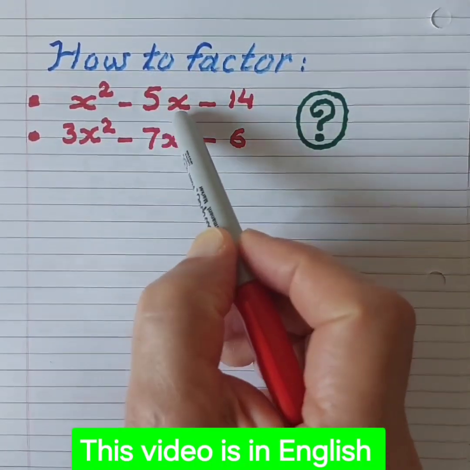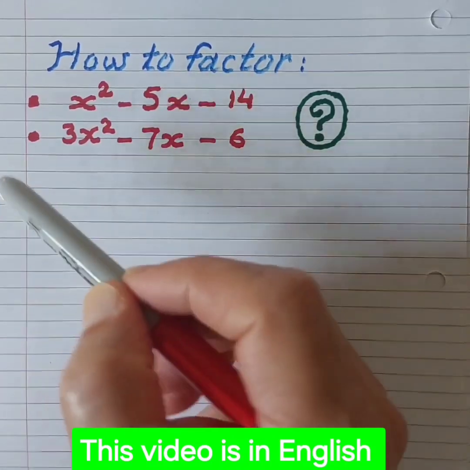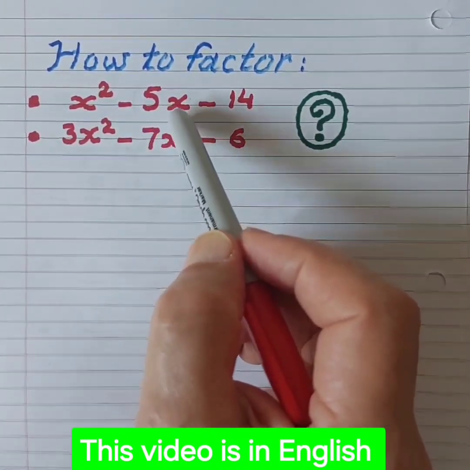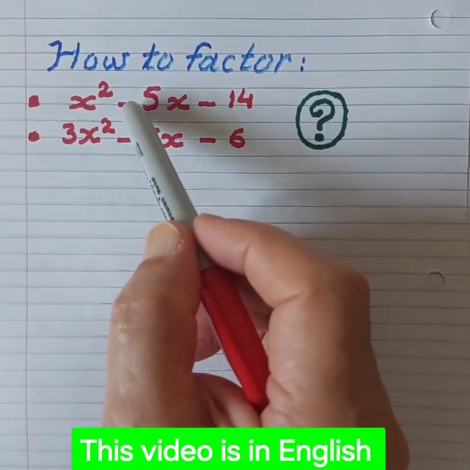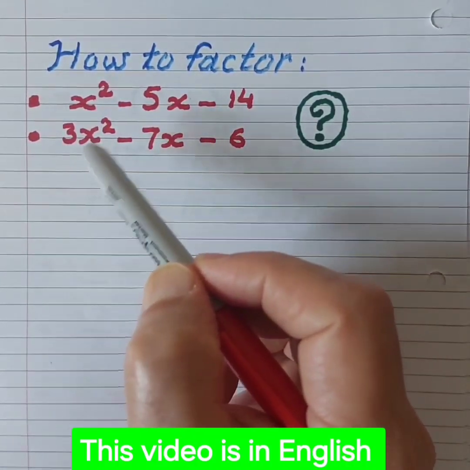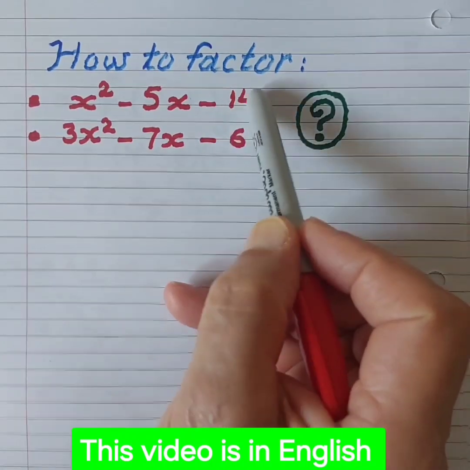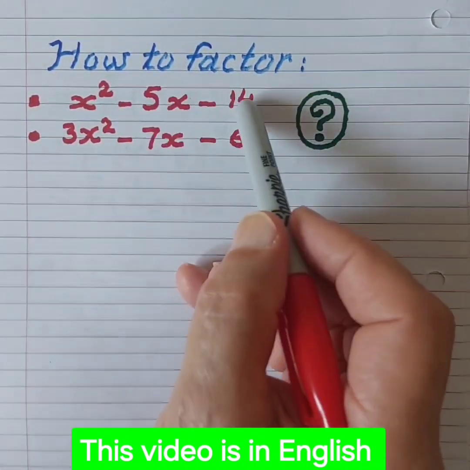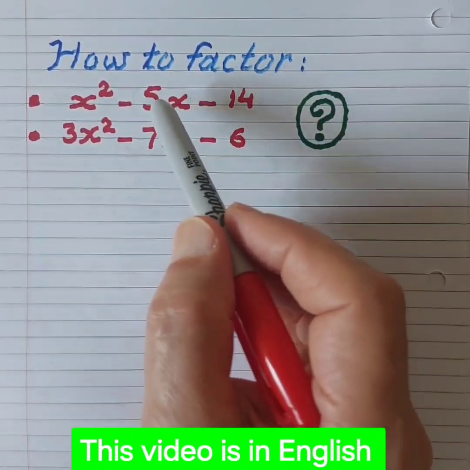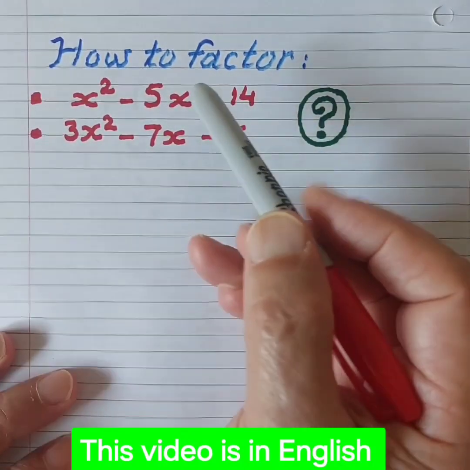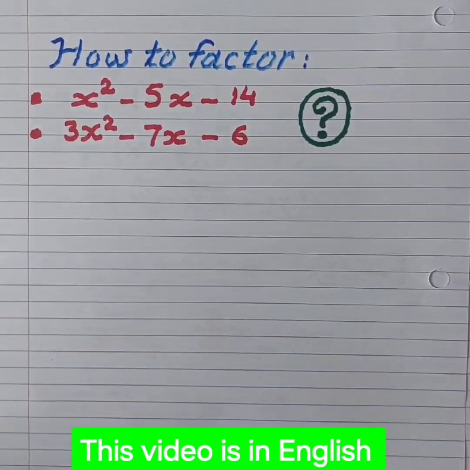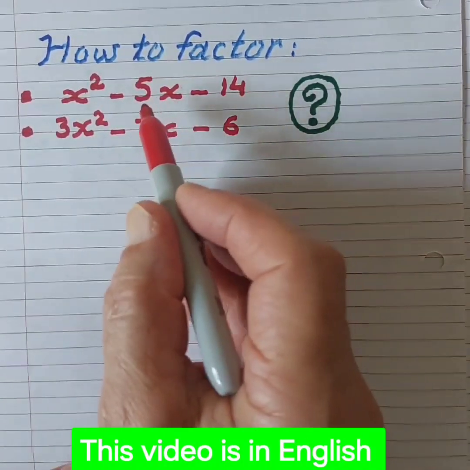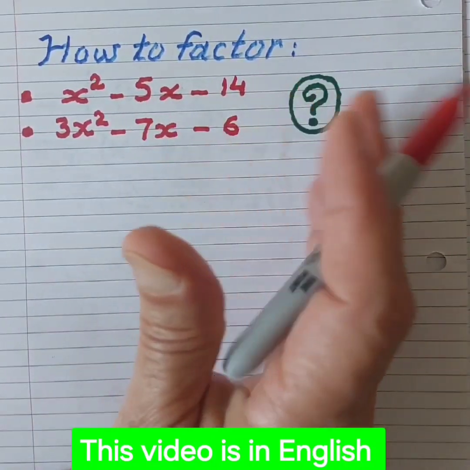First, look at the middle term. The middle term here has the coefficient minus 5. And the last term is the number minus 14. There's a relation between them. We start thinking about two numbers which, when multiplied together, will give me minus 14, and when added together, will give me minus 5.